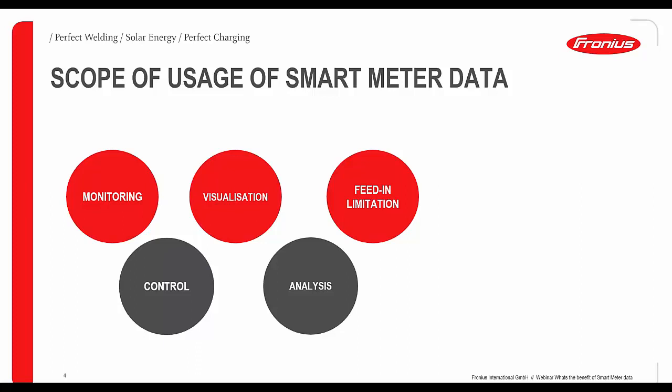So in that case, feed-in limitation can be enabled on Fronius inverters, and to have a dynamic feed-in limitation available depending on the power usage. This can be enabled on the Fronius inverter depending on the smart meter data.